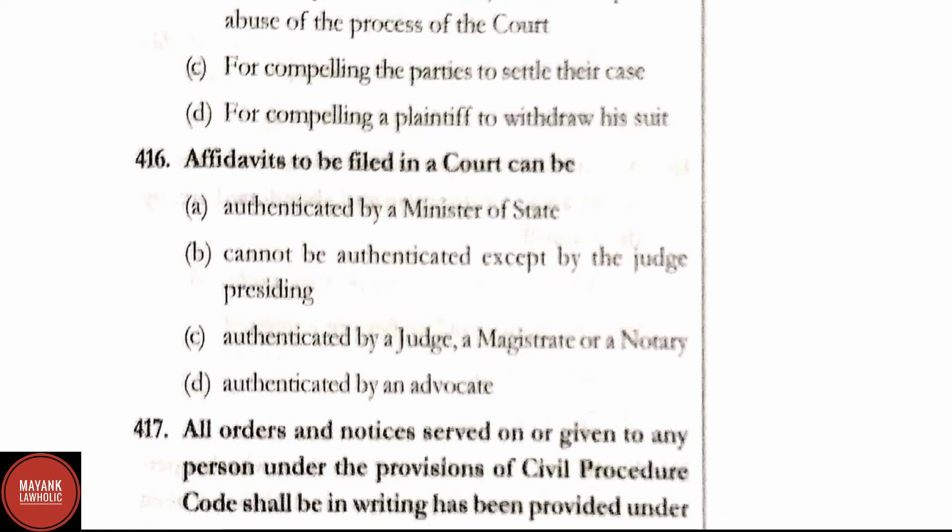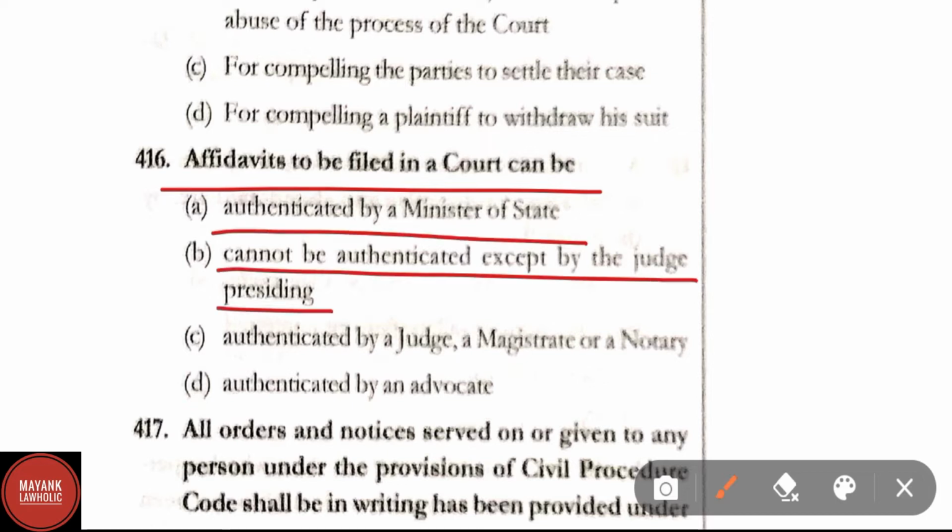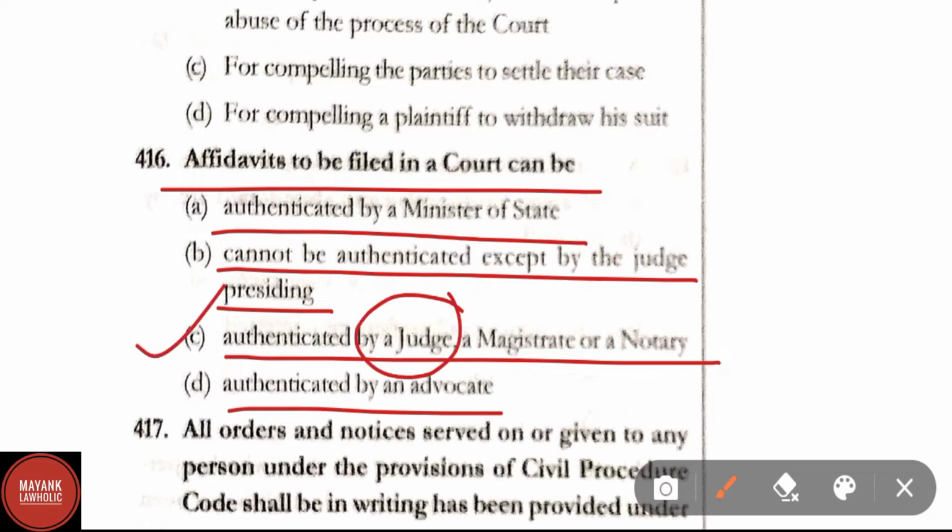Question number 416. Affidavits to be filed in a court can be authenticated by the Minister of State, cannot be authenticated except by the judge presiding, authenticated by a judge, a magistrate or a notary, and D, authenticated by an advocate. Here correct answer is option C, that is authenticated by a judge, magistrate or a notary.